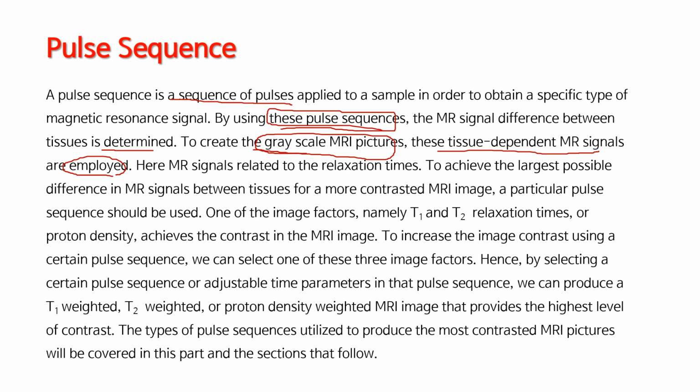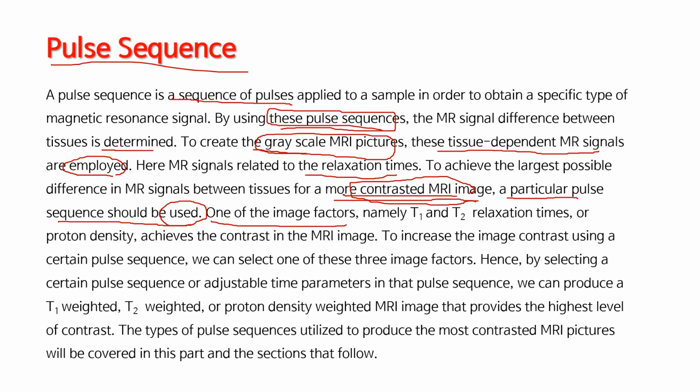Here, MR signals relate to the relaxation times. To achieve the largest possible difference in MR signals between tissues for a more contrasted MR image, a particular pulse sequence should be used. We want a well contrasted MRI image. To achieve this purpose, we use some special pulse sequence.